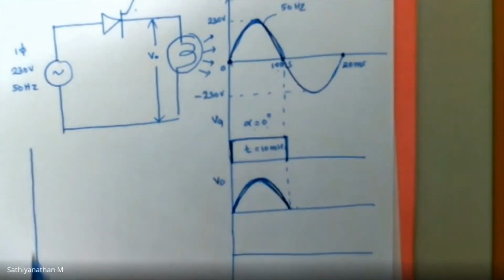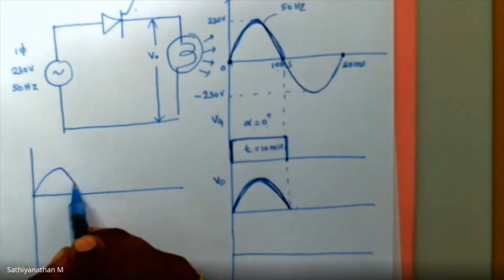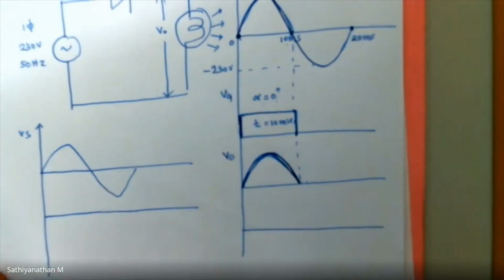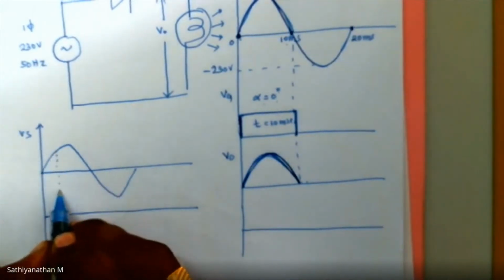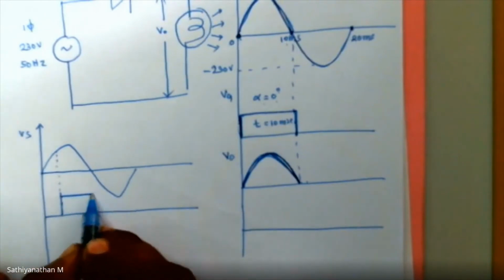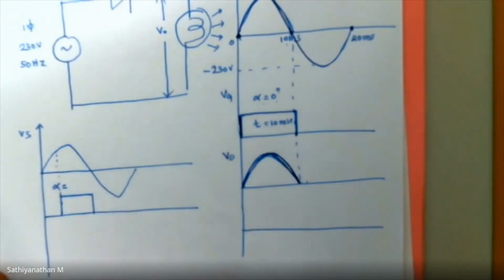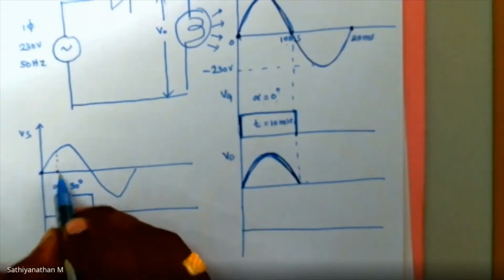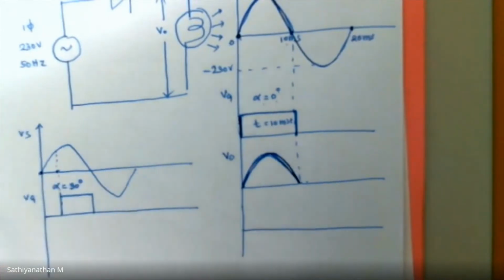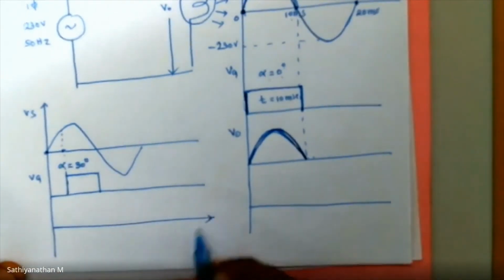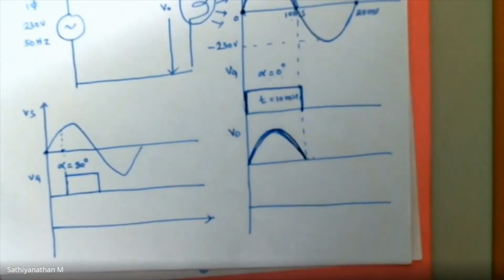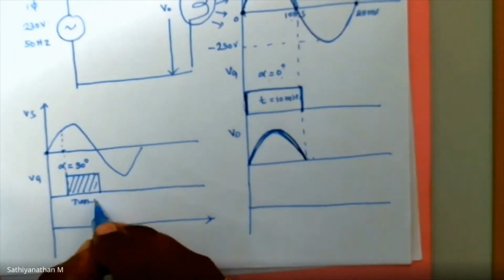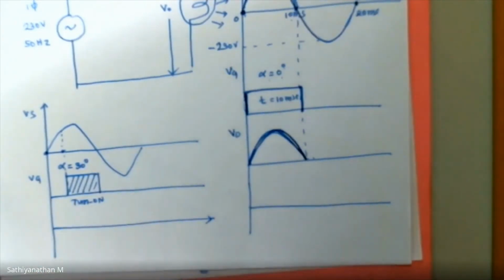Okay, for example, you have this input Vs. Now I am triggering the device at some angle. Say for example, alpha is equal to 30 degree. So this is 0 degree, but I am triggering the device at alpha is equal to 30. This is your turn on time period, right? What will be the output?